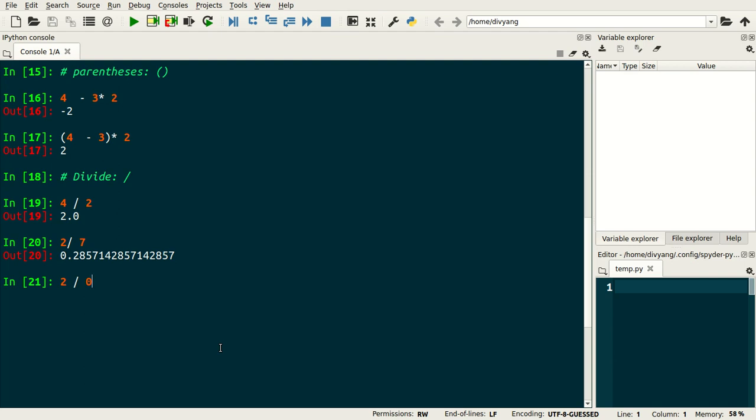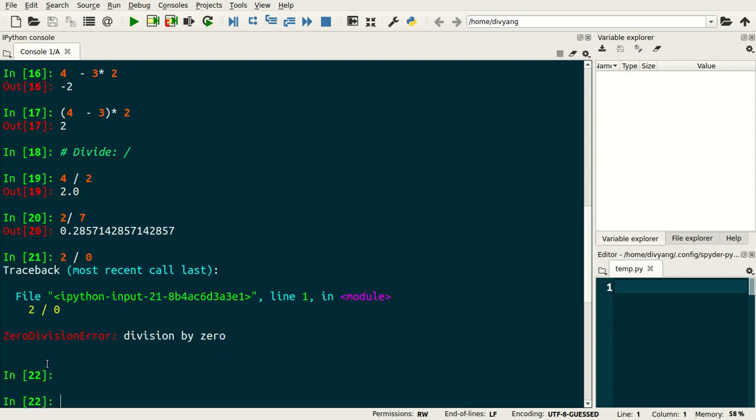That will give me an error, zero division error. So to avoid this error, you make sure that you haven't put 0 in your denominator, otherwise Python will return you this zero division error.